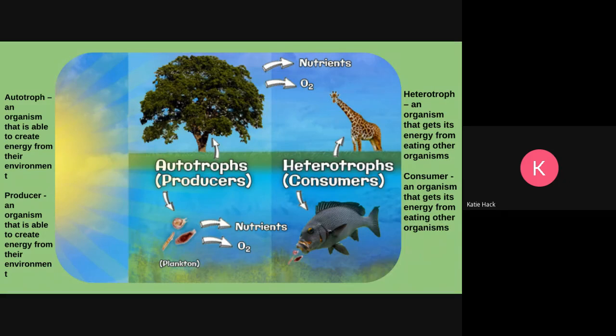That's photosynthesis. They're going to take the sun, they're going to take some carbon dioxide, they're going to use that to create sugar and oxygen. And then a heterotroph is going to be the organism that gets its energy from eating other organisms. Those are also called consumers. So your autotrophs use the sun to create their energy, and then the heterotrophs will eat the autotrophs to get their energy.